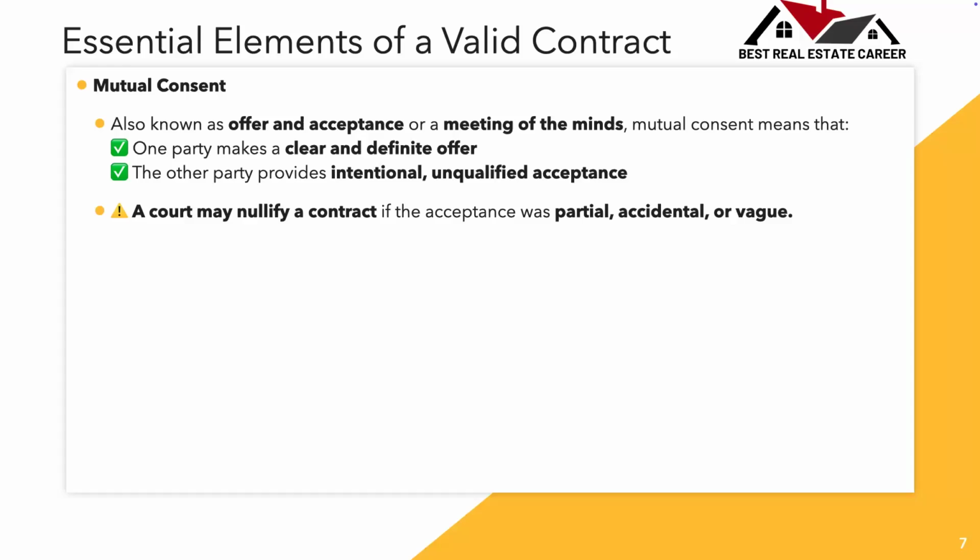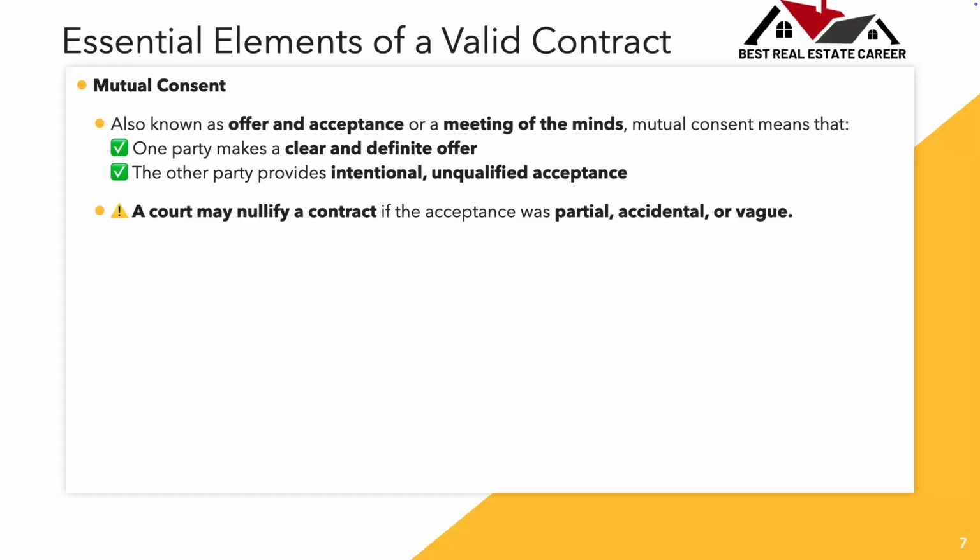One party makes a clear and definite offer, right? We have the offerer. Historically speaking, this is the buyer. The buyer says, hey, Mr. and Mrs. Seller, I would like to purchase your property that you have listed on the MLS. The other party provides intentional, unqualified acceptance, right? So when we're talking about this, we have the offeree. Historically speaking, this is the seller. The seller says, hey, love the offer. With those terms, I would sell you my house. We have offer and acceptance.